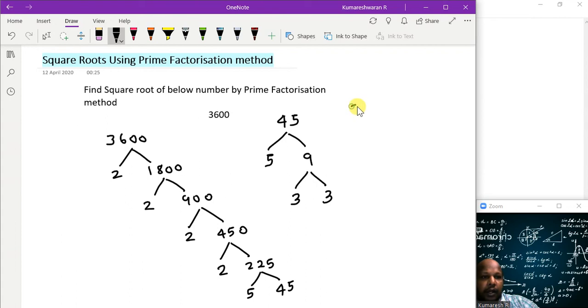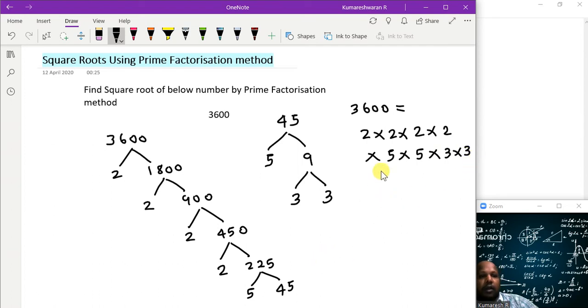So I'm going to write this in prime factor form. We need to count how many 2's we have: 1, 2, 3, 4. So I can write this as 2 into 2 into 2 into 2, and we have two 5's, so 5 into 5, and 3 into 3. Okay, so this is the prime factorization form of the given number 3600.